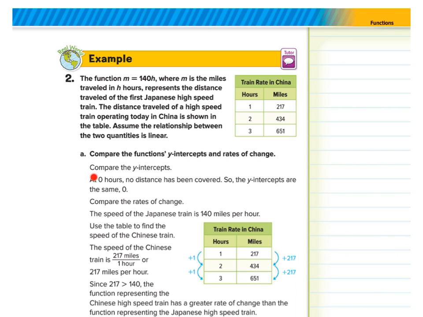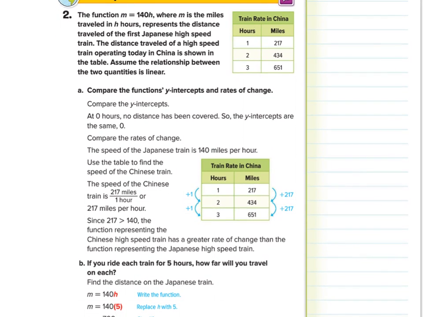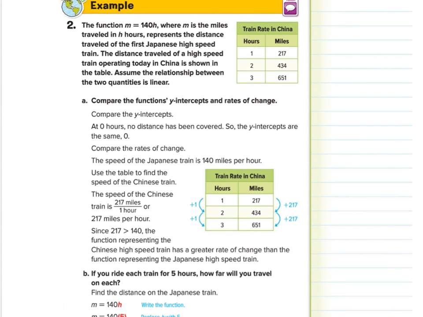First thing they do is to compare the y-intercepts. At 0 hours, no distance has been covered, so the y-intercepts are the same, 0. Then we go on to the rates of change. The speed of a Japanese train is 140 miles per hour, because that's what's in our function here. M equals 140h indicates that it's 140 miles per hour.